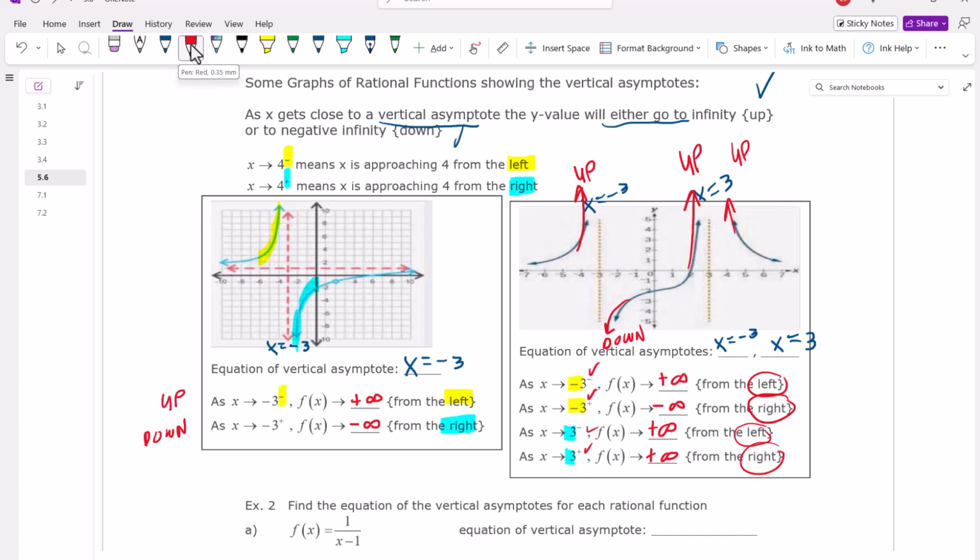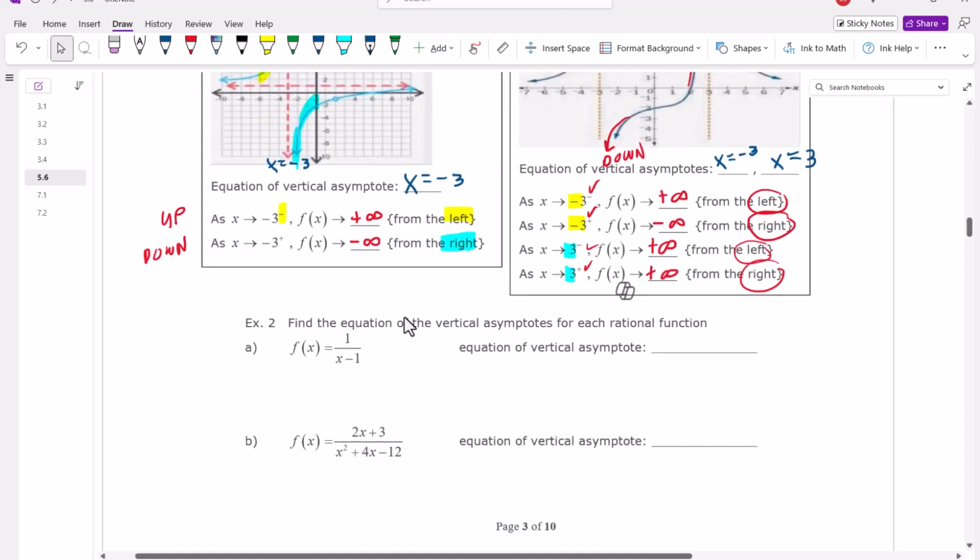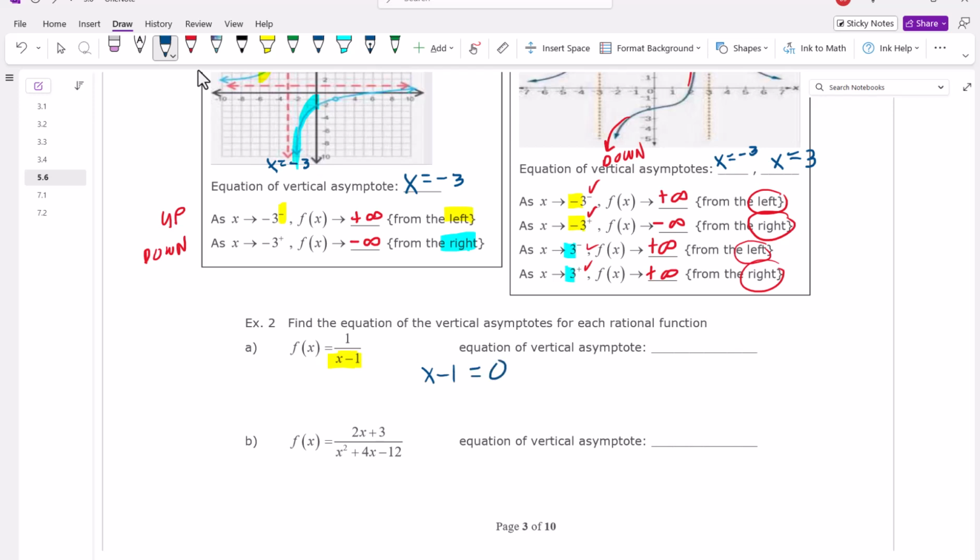Okay. Moving to the next thing, we're just going to focus on finding the equation of a vertical asymptote. So this is very similar to the domain. You look at the denominator, and in your head you can tell that if x is 1, then you've got a 0 denominator. So just solve the equation. You get x equals 1. So that would be your vertical asymptote. Okay, do the next one.